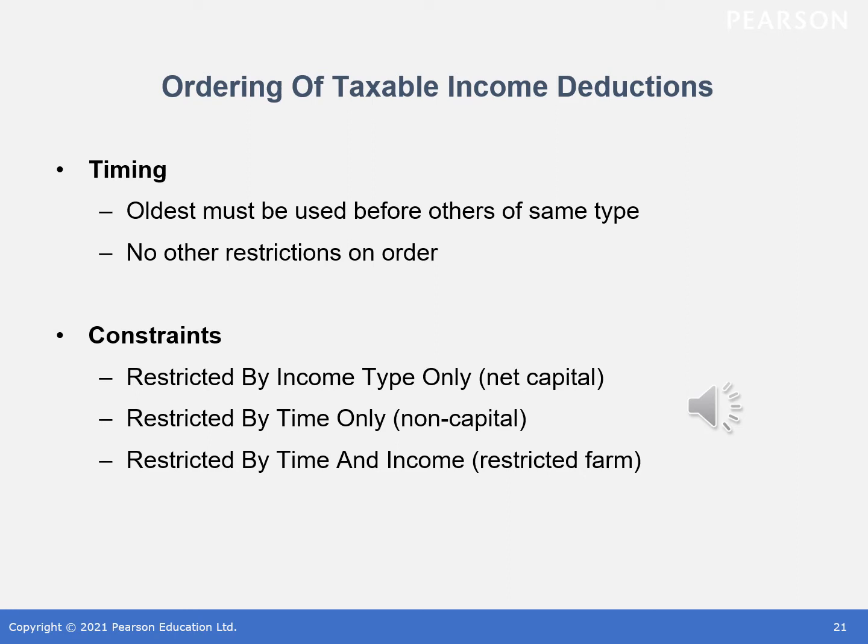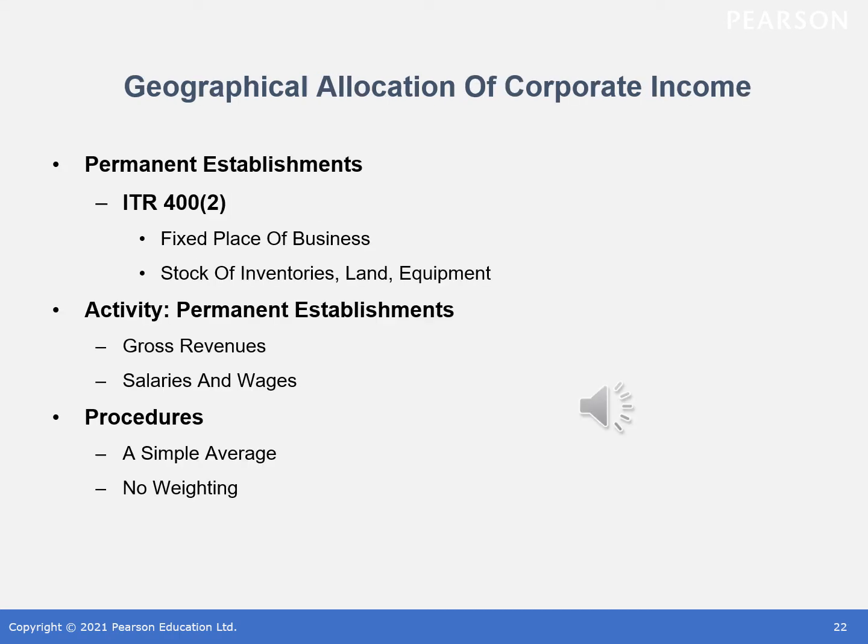Now, when we're talking about the ordering of taxable income deductions for corporations, it's not as restrictive as individuals. But some of the common considerations are the timing, where the OLS must be used before others of the same type, but there's no other restrictions on the order. There are some constraints in that it's restricted by income type only or time only, and some are by time and income specifically to farm loss carryforwards. There's a little more detail on page 591, 592. Another consideration is about the geographical allocation of corporate income.